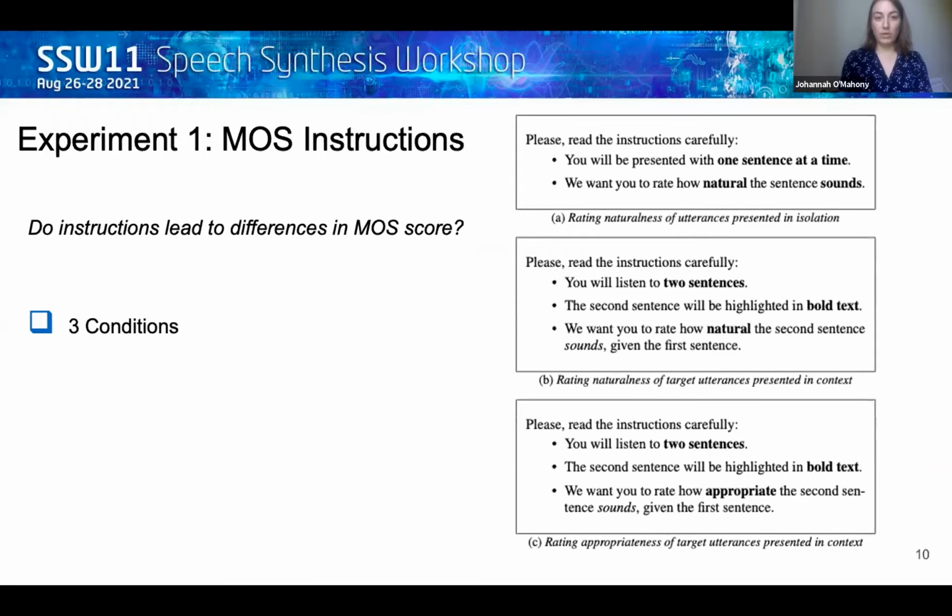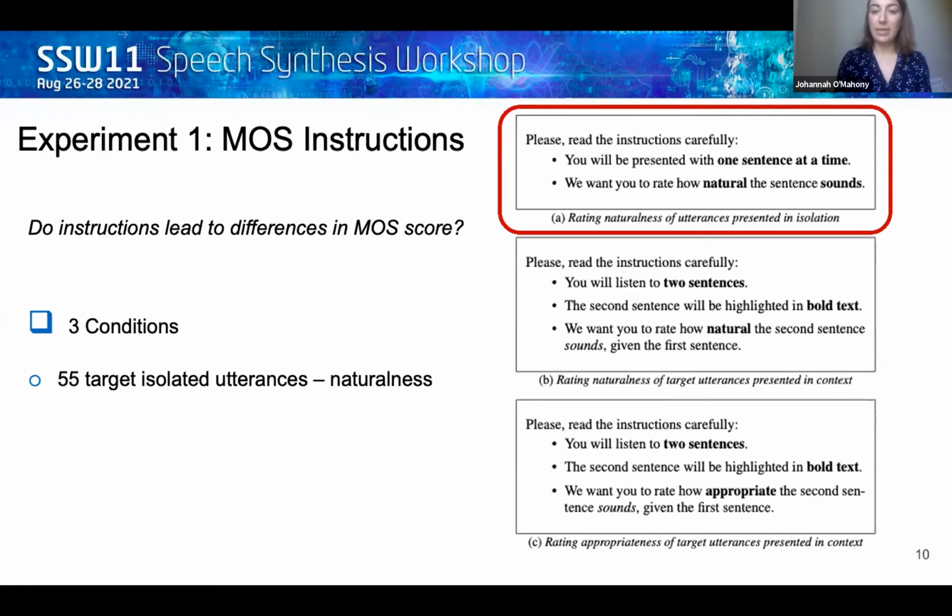So for experiment 1, we were interested in how the instructions might affect the mean opinion score. And so we had 3 conditions. The first condition contained 55 target isolated utterances. And here we wanted to know how natural that sounded. This condition was really a baseline. What's the baseline isolated MOS score for these utterances that we're dealing with?